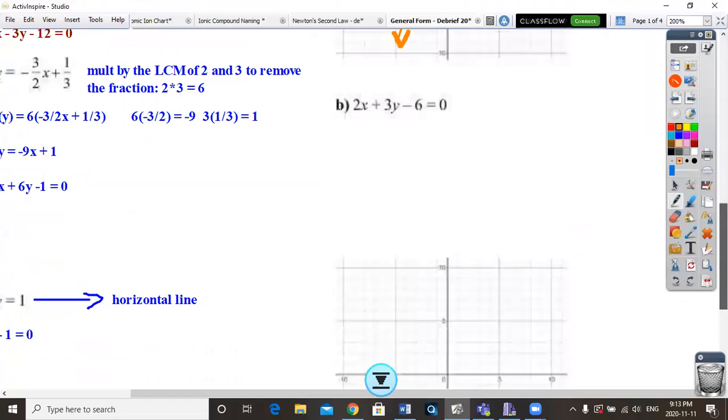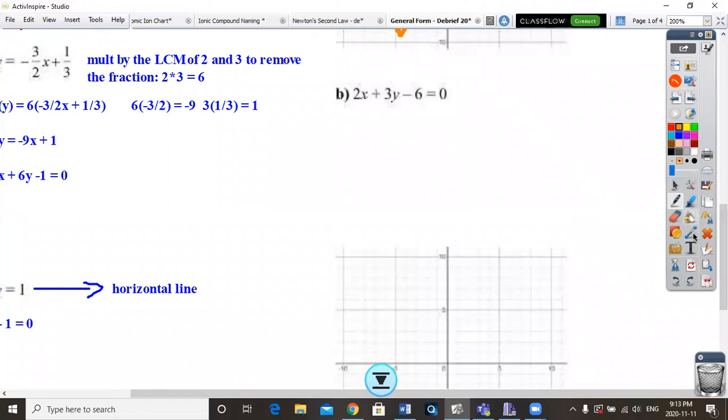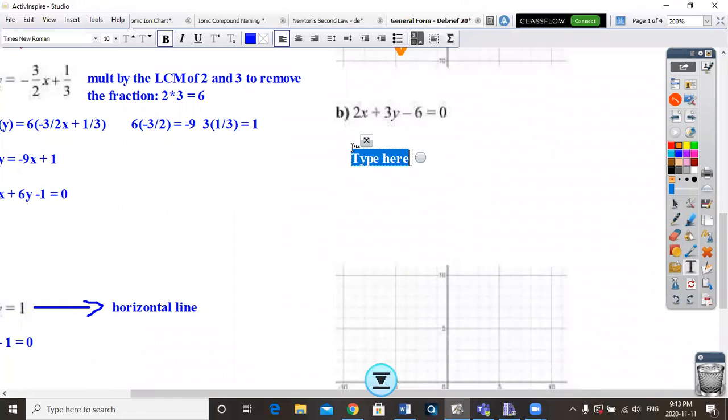Okay, so we'll do the same thing here. So first thing we'll do is put this into standard form. So it's going to be 2x plus 3y. And we're going to move the negative 6 over by adding it. So it's going to equal positive 6. Eventually, if these are nice numbers, you can mental math it, but I'm going to show all the steps here.